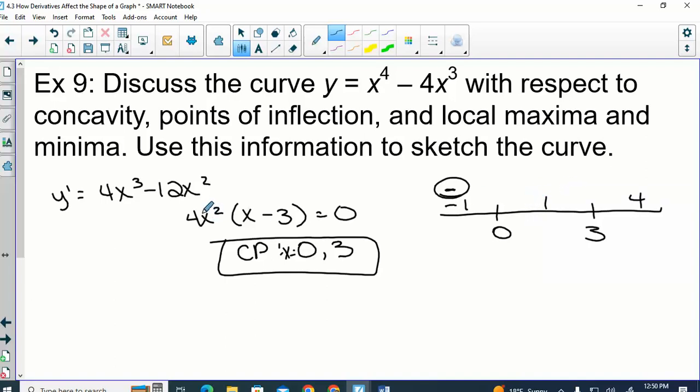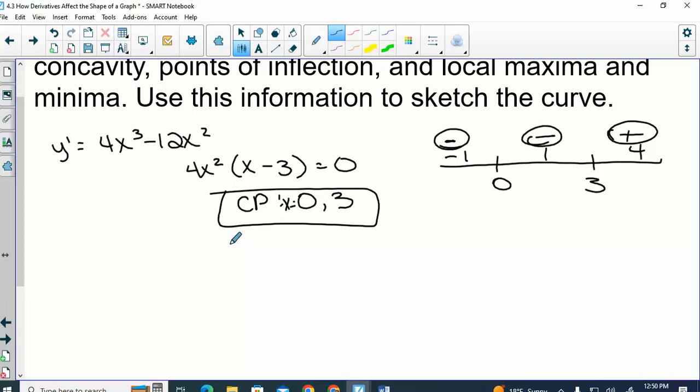Okay, if I put in a 1, 4 times 1 squared is positive, 1 minus 3 is negative, so it becomes negative. Alright, if I put in a 4, 4 squared is positive, 4 minus 3 is positive, so that section is positive.